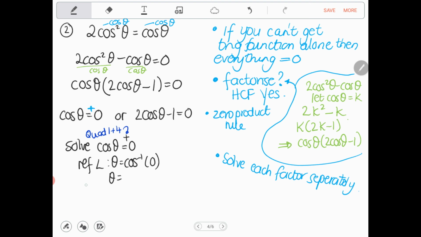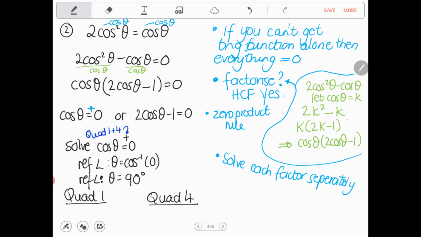If you want to use your graphs, you can. If you don't know your graphs, then you would use your calculator. So cos of 90 is 0, so my reference angle is going to be 90. Where was I working? I was working in quadrant 1 and quadrant 4.